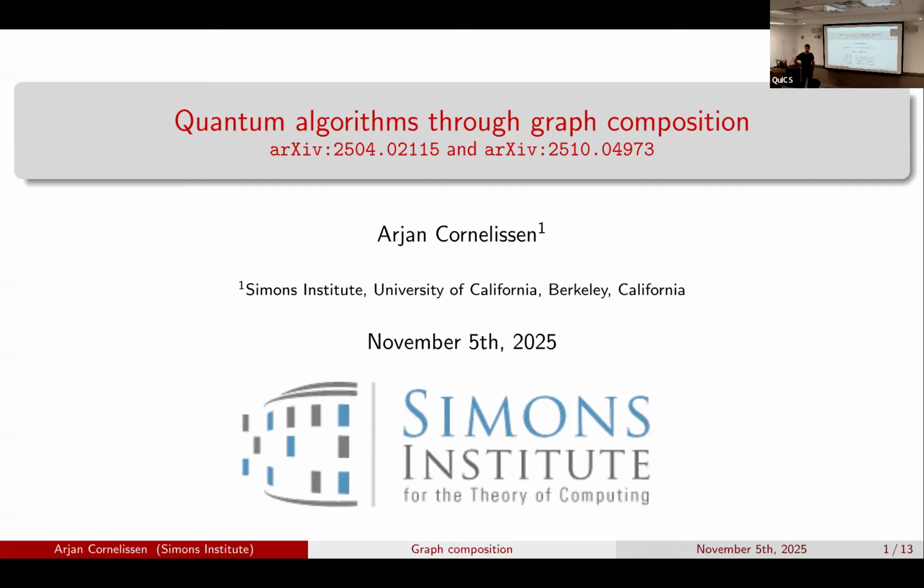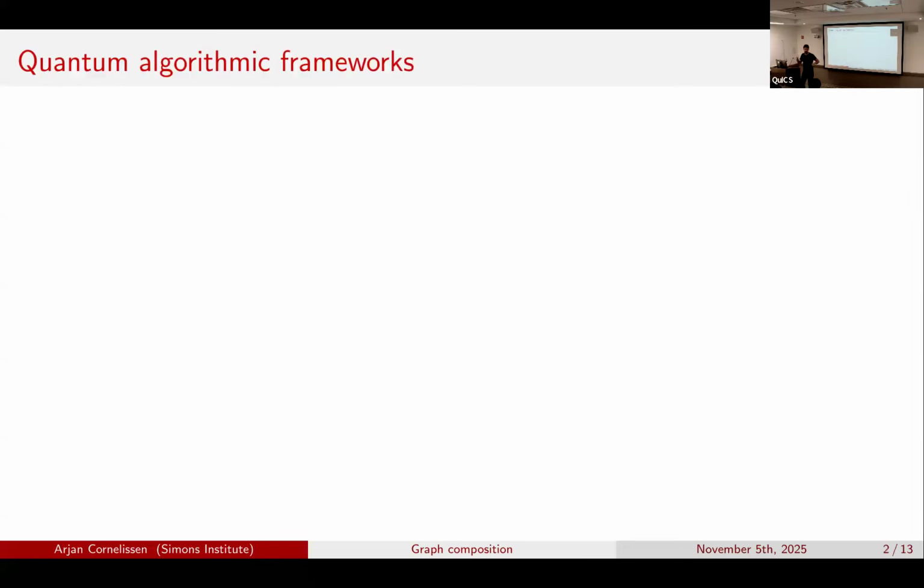So today I'll be talking about quantum algorithms through graph composition, which is actually the merger of 2 papers. Essentially the idea of this work was to try to get an understanding of the different techniques that are out there to come up with quantum algorithms, and how they relate to one another. We refer to these techniques to construct quantum algorithms as algorithmic frameworks. For the purpose of this talk, I thought it would be nice to start with what I mean by a quantum algorithmic framework.